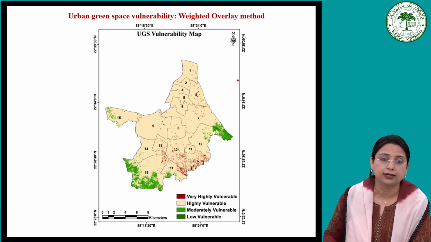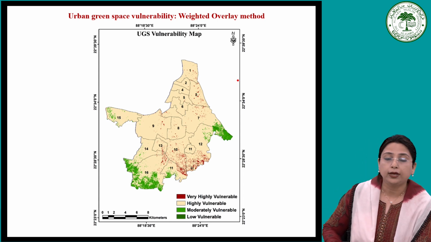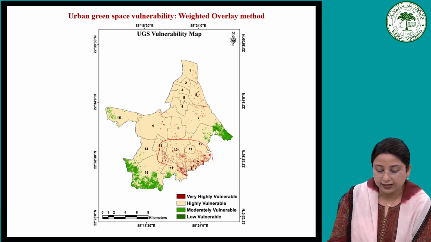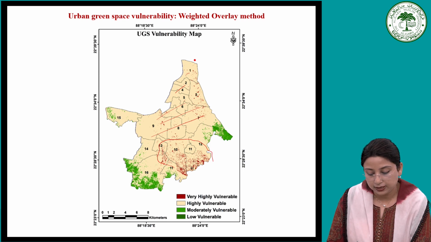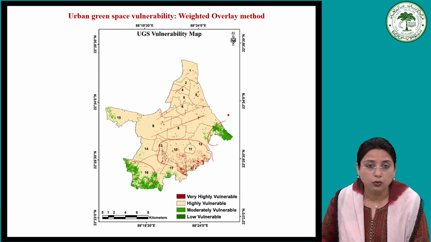Finally, we have got the urban green space vulnerability map. The red color shows the areas that are more vulnerable, very highly vulnerable. The rest of the areas, these are the highly vulnerable areas, and the green color areas are the moderately or low vulnerable.